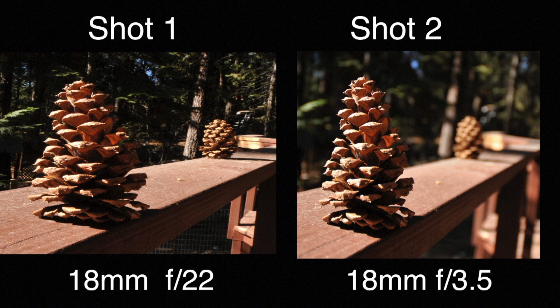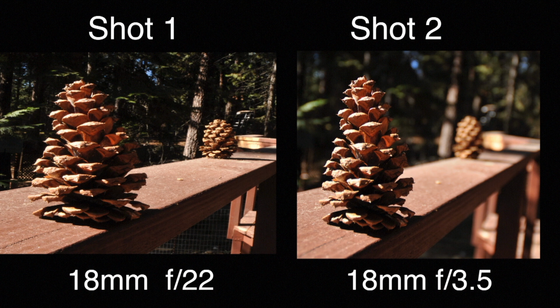Set your aperture at the smallest aperture you have. This will be f/22 for most of you. Hold the camera steady because the exposure will be long. Take this shot. In shot 2, you'll keep the composition exactly the same.